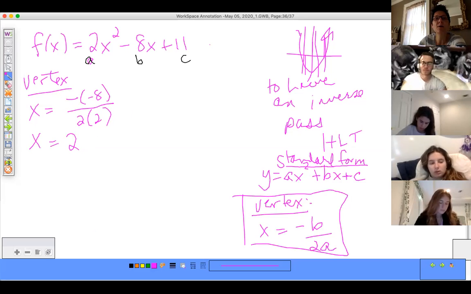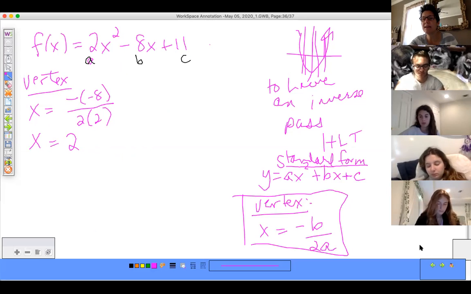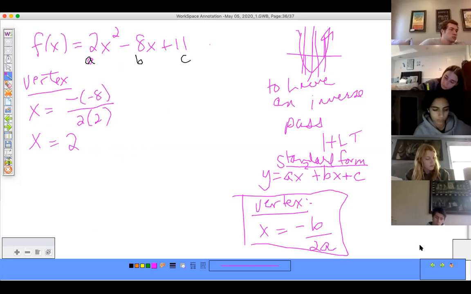To find the y coordinate, all we have to do is substitute 2 into the function. So why don't you guys go ahead and do that, and then tell me what the y coordinate's going to be.